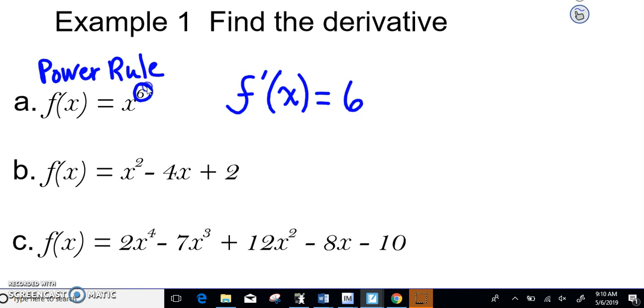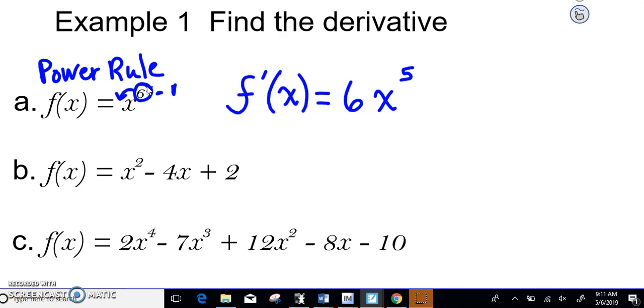6. We took it down in front. And we do x to the 6 minus 1, which is 5. So again, remember we take the exponent, move it in front, and then we subtract 1 from that exponent. So move the 6 in front, subtract 1 from 6, and then it's that.